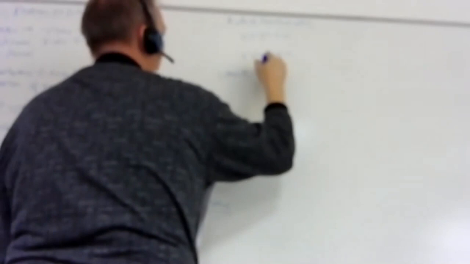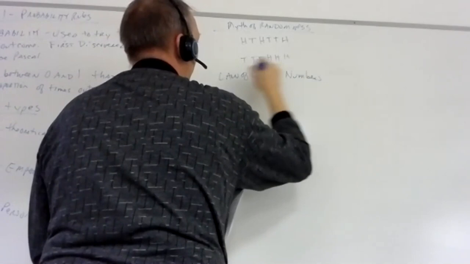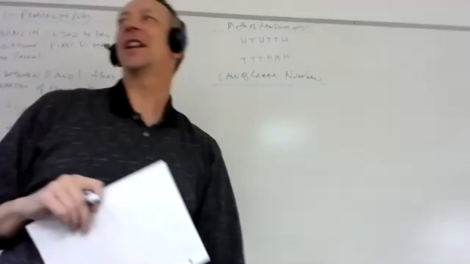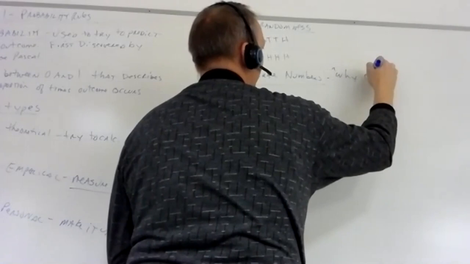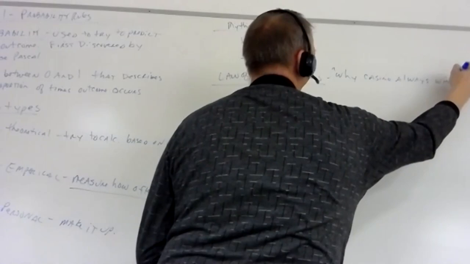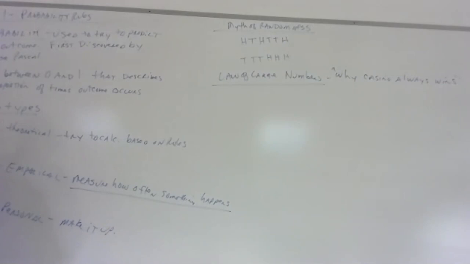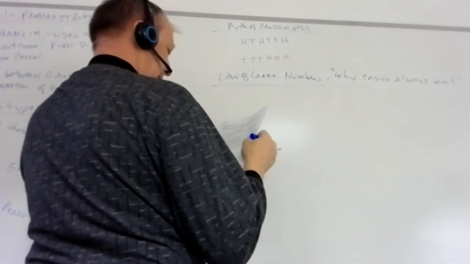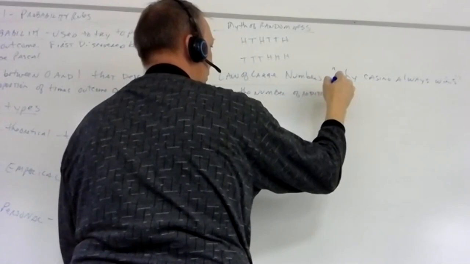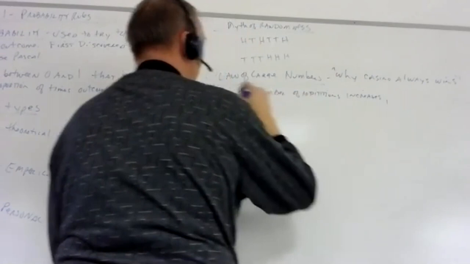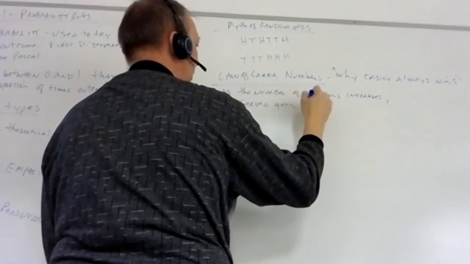Let's also talk about the law of large numbers. Okay. The definition that I like to give you: why the casino always wins. Okay, they understand the law of large numbers. That's not the real definition, but I think it's a good one. So basically, as the number of repetitions increases, the observed gets closer to the theoretical.